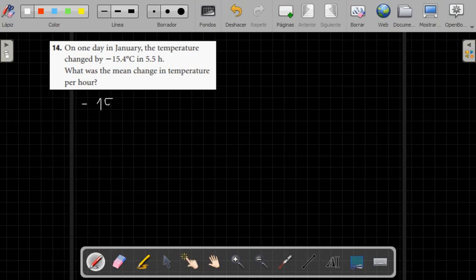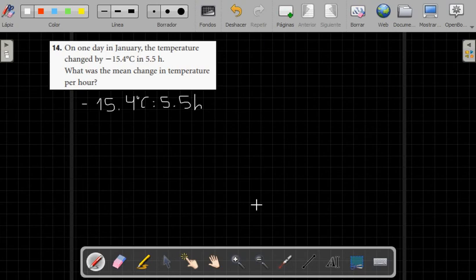Minus 15.4 divided by 5.5 hours, and in this case I'm going to involve the units. Ahora en este caso sí que voy a dividir o incorporar las unidades. Minus 15.4 Celsius degrees divided by 5.5 hours.